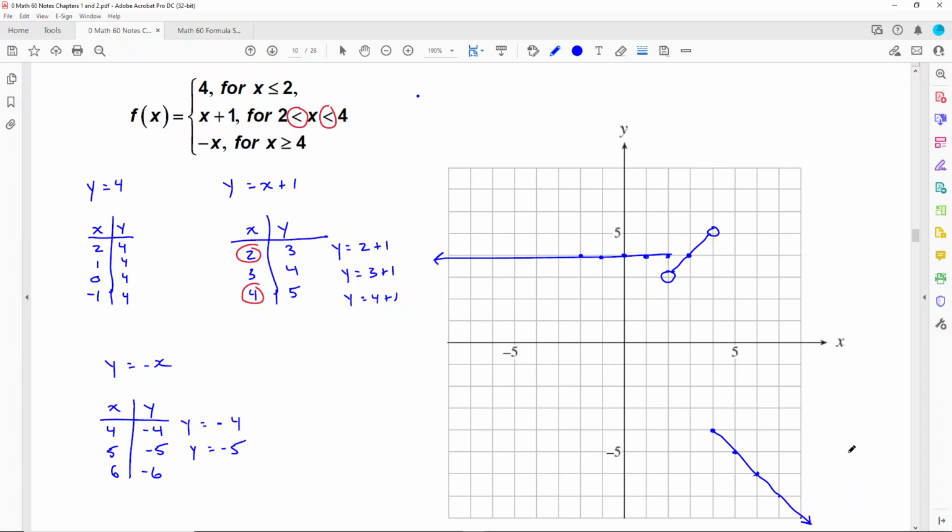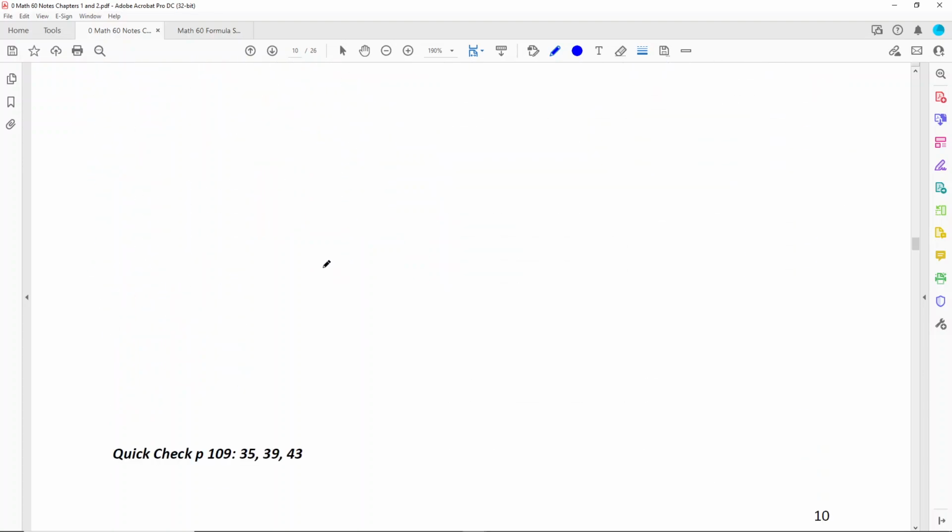So this function had 3 pieces. It looks super bizarre, right? But you can see piece 1, piece 2, piece 3. And if I did the vertical line test, it would pass. All right, go do your quick check and good luck.